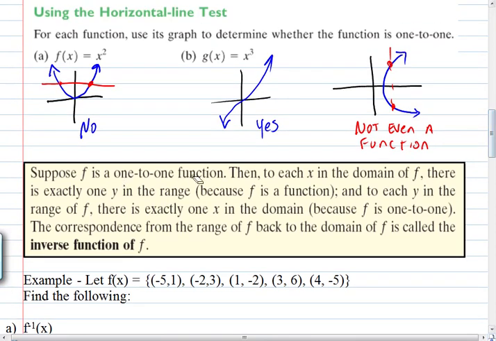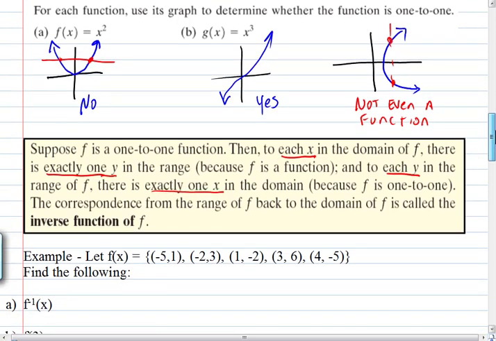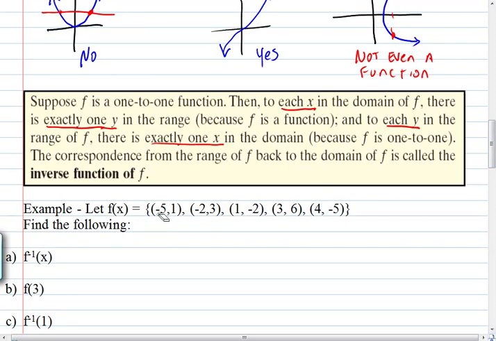So suppose f is a one-to-one function, then for each x there's exactly one y in the range because f is a function, and to each y in the range of f there is exactly one x in the domain. The correspondence from the range of f back to the domain is called the inverse function. So here's an example problem. Let's let f of x be represented by this set of ordered pairs. We can represent a function using a graph, an equation, a table of values, or a set of ordered pairs.